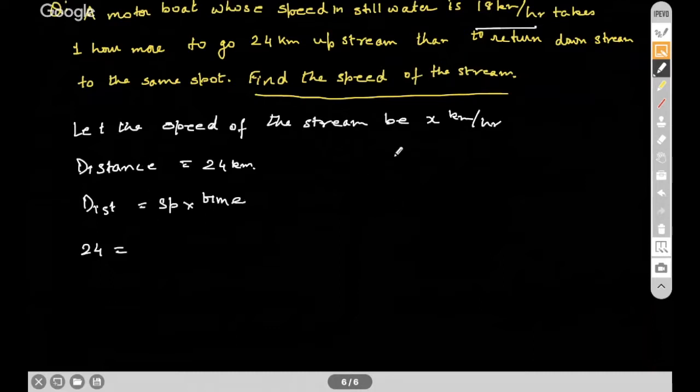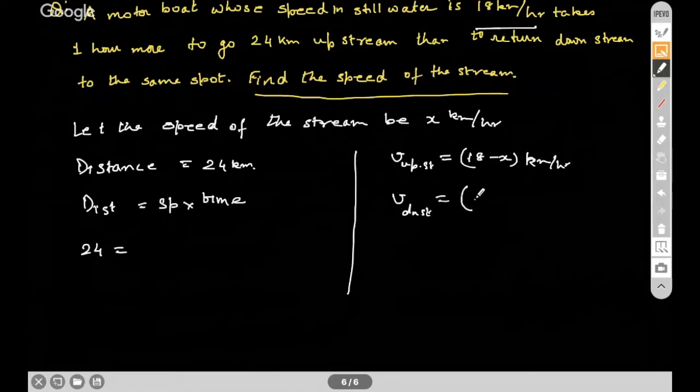So let us write this thing separately. The speed upstream, when the boat is going upstream, will be 18 minus x kilometers per hour, isn't it? Why? Because the velocity will be reduced, as the motorboat has to go against the speed of the stream. And the velocity downstream is equal to 18 plus x kilometers per hour, isn't it? 18 plus x kilometers per hour.